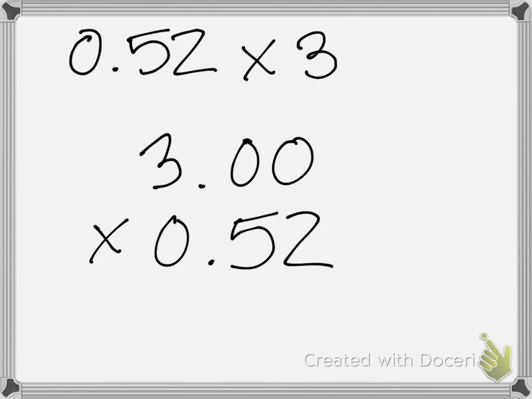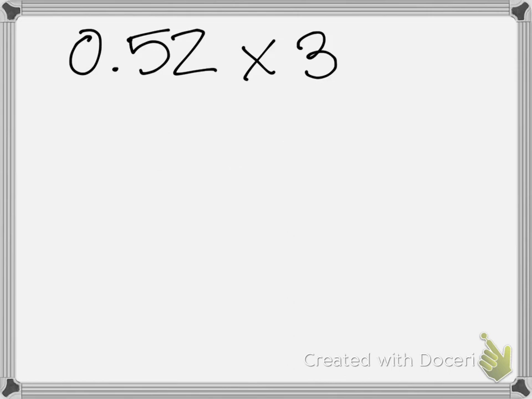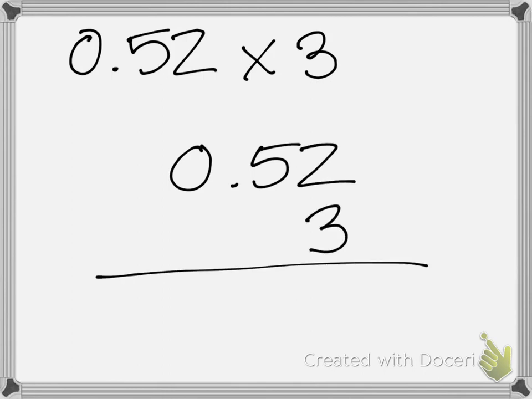So how should we write this problem? Elsie again. 52 hundredths is on the top, and 3 is on the bottom under the 2. Excellent. We just line it up like normal. We ignore the decimal points because we're going to bring them over and we're going to put them back.